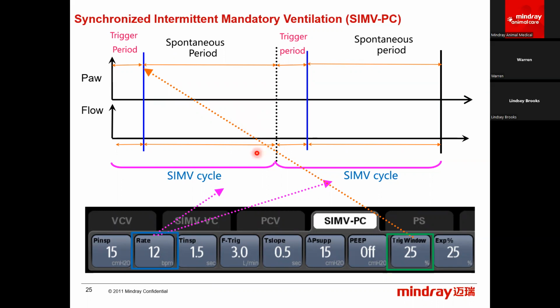Versus our regular pressure control ventilation, if your patient were to take a breath outside of the mandatory breath, they would be fighting hard against the ventilator, because the ventilator doesn't want to give a breath at that time. So they end up kind of bucking around the ventilator. They end up kind of struggling to take another breath. So SIMV PC has kind of solved that.